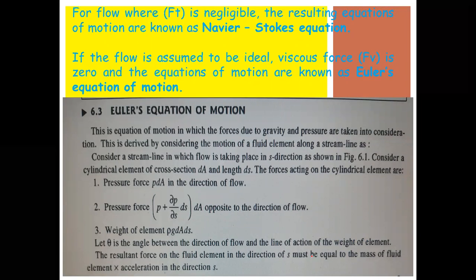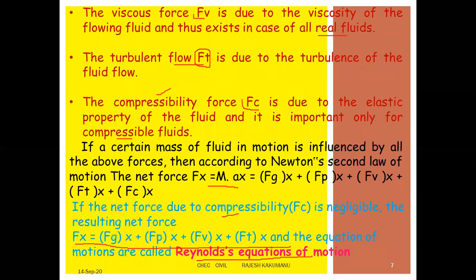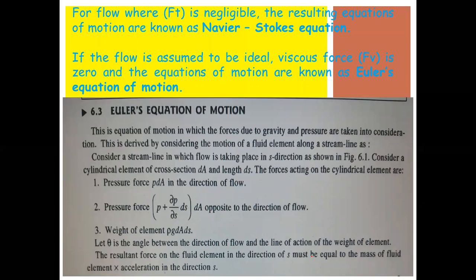If the flow is assumed to be ideal, viscous force Fv is 0, and the equation of motion is known as Euler's equation of motion. So whenever the fluid is in ideal condition, keeping the viscous force as zero, Fx is equal to Fgx plus Fpx, and we are calling this Euler's equation of motion. So these are the various types of forces acting on the fluid which is in motion.